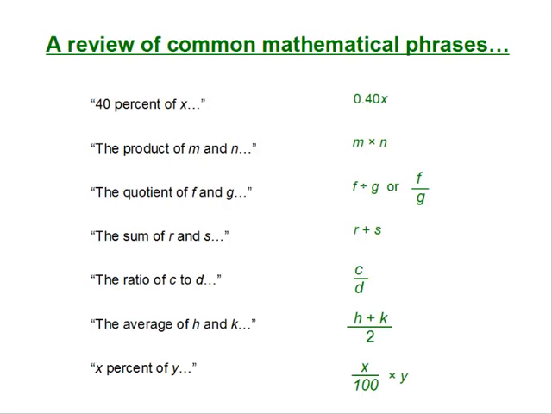I'll pause here while you read through some of these examples and notice that some of the phrasings are different, but they lead to similar operations. So for example, when you take a percent, you're multiplying. And you do the same thing, of course, when asked about a product, because product means multiply. You divide in several cases when asked for a quotient, when also asked for a ratio, or even an average.